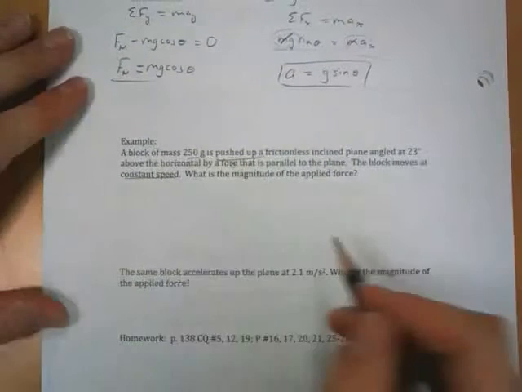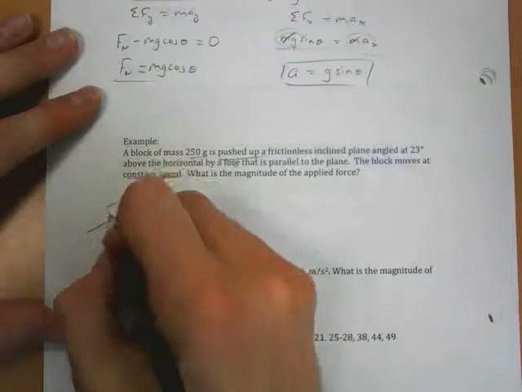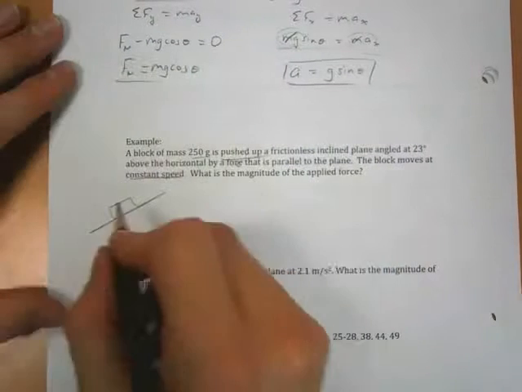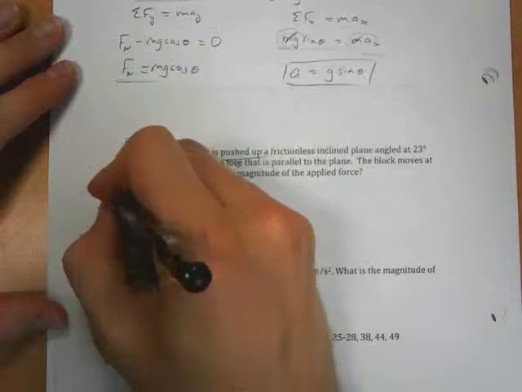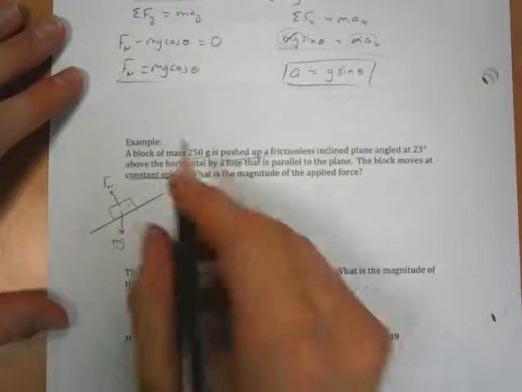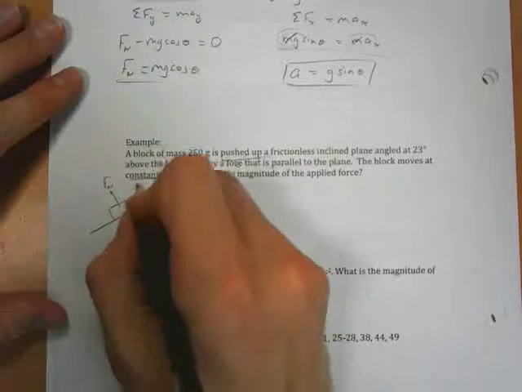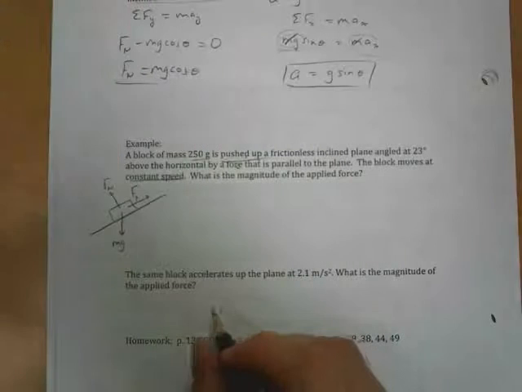Okay, well, always want to draw a diagram. Got our object on the inclined plane. What forces are acting? So gravitational, normal, and then there's this push. Force push, or FA for F applied, or whatever you want to call it.